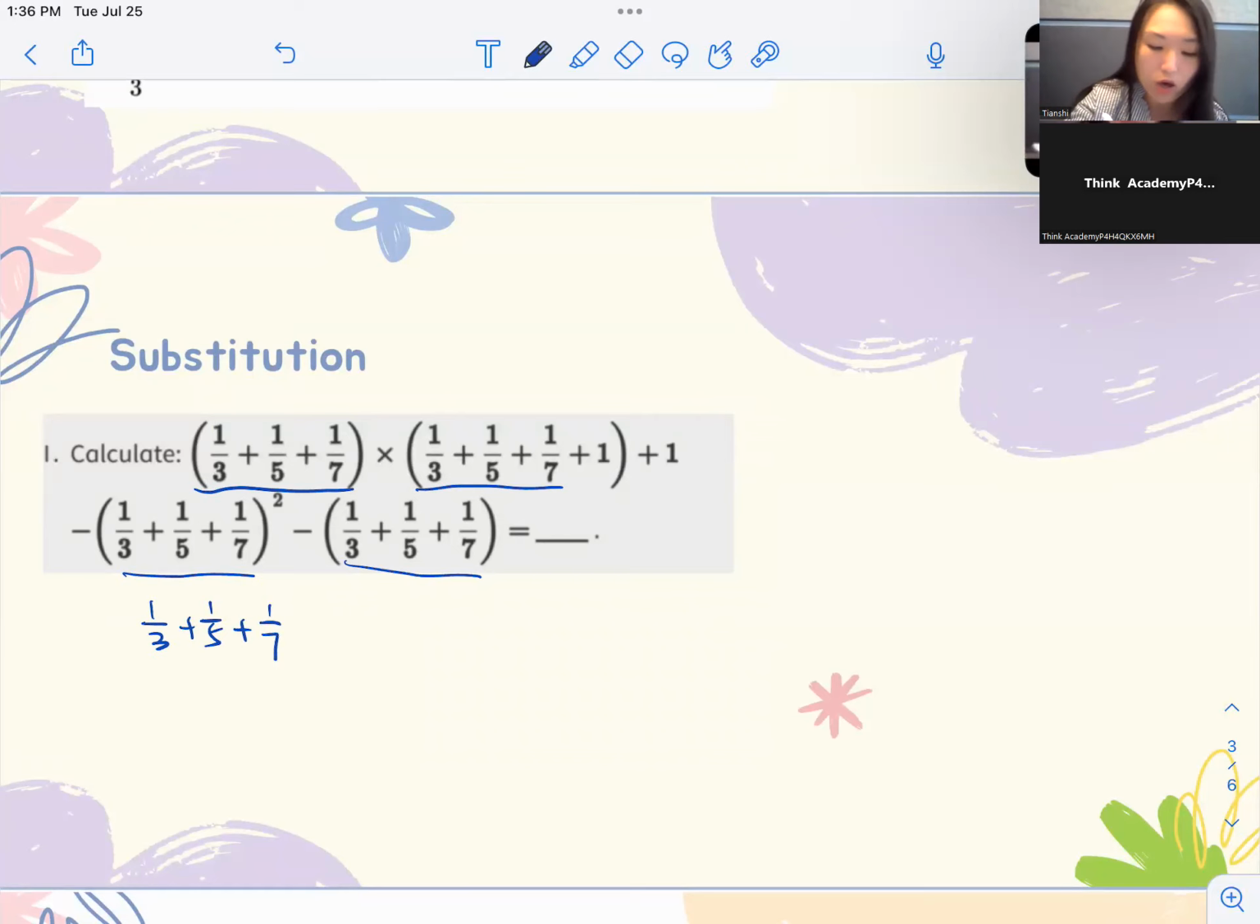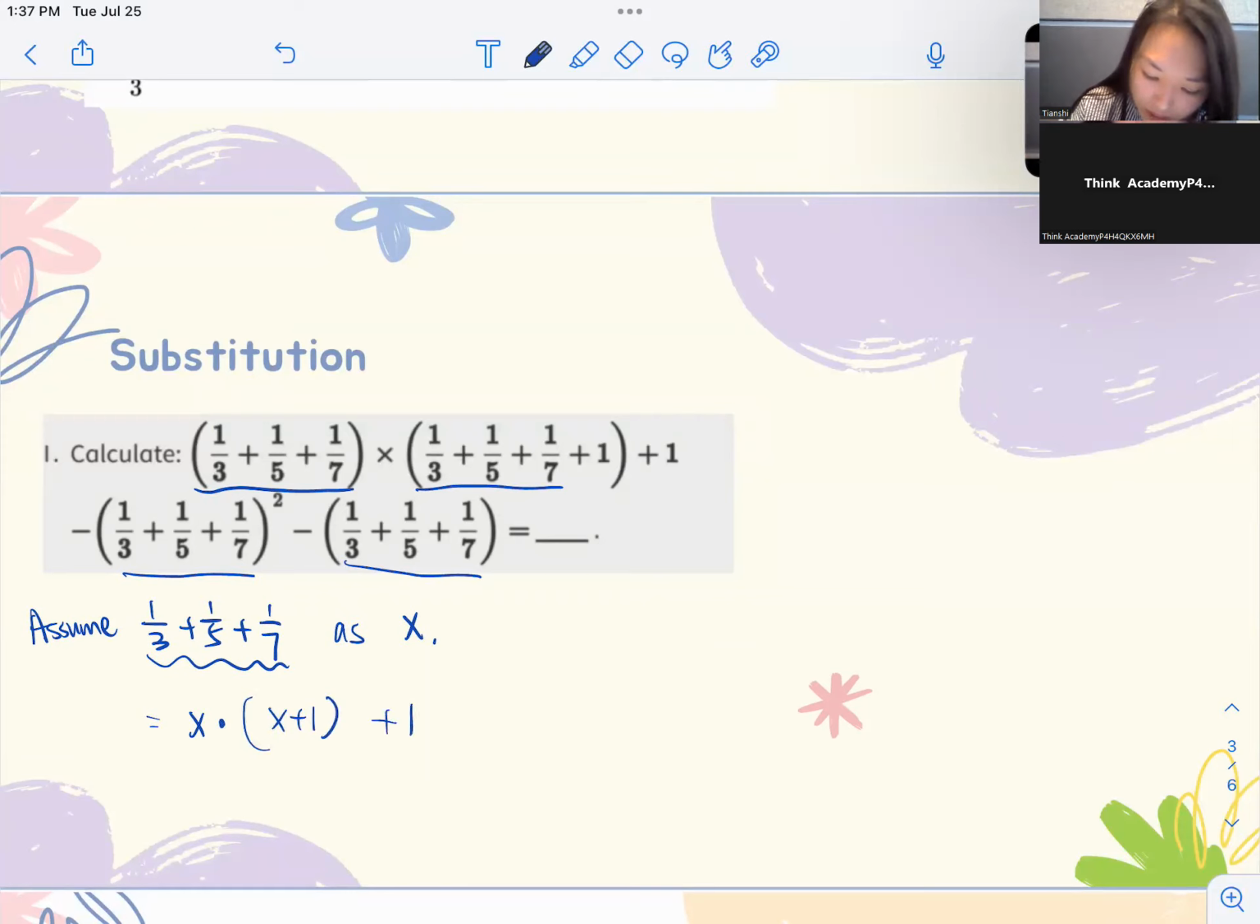So we can assume these 3 terms adding up together to be a variable such as x. If we assume that this combo is x, we can rewrite the algebraic expression in the form of x times x plus 1, plus 1 minus x squared minus x. So we just substitute the whole thing with one variable, x, and then we can do the calculation.